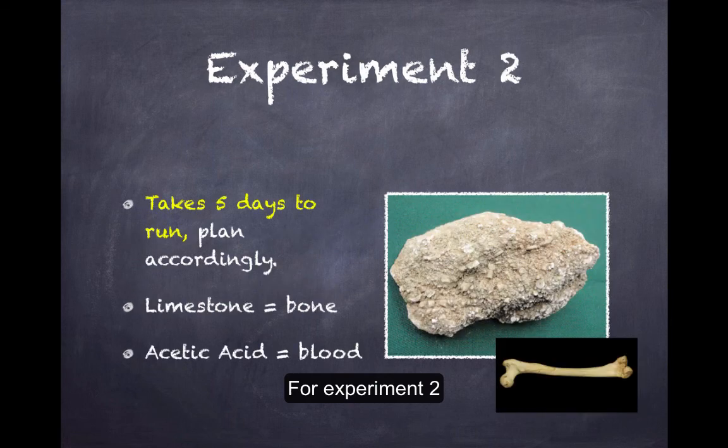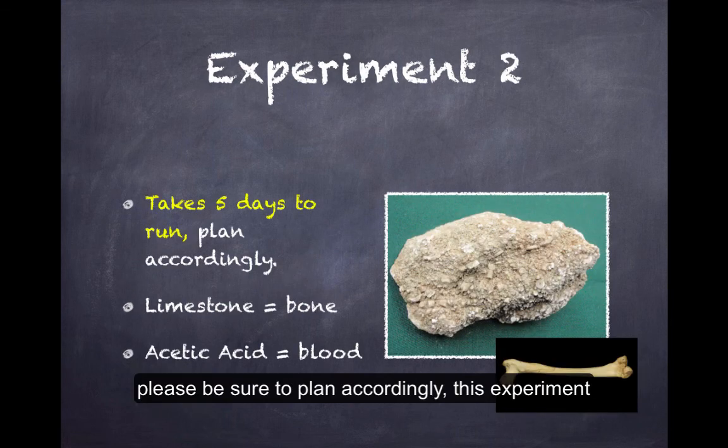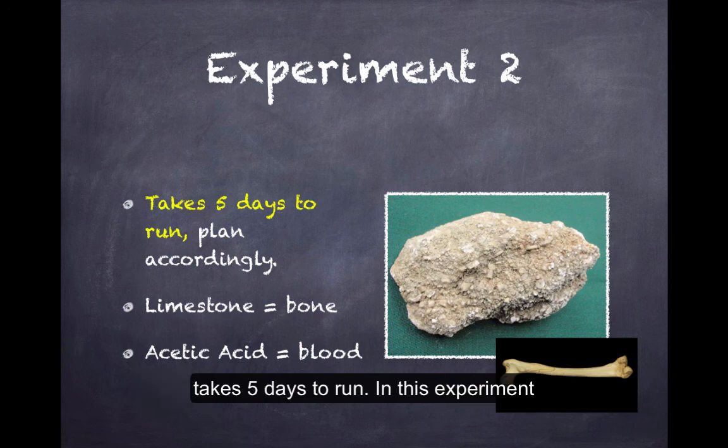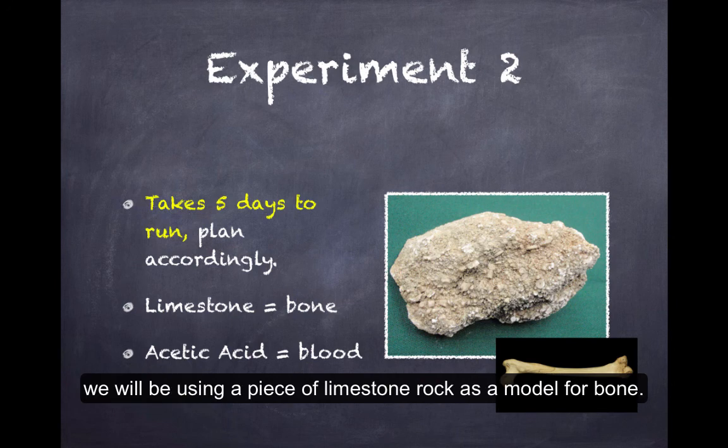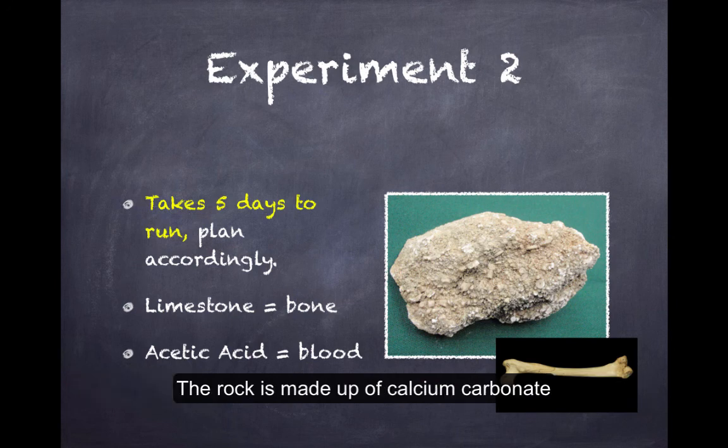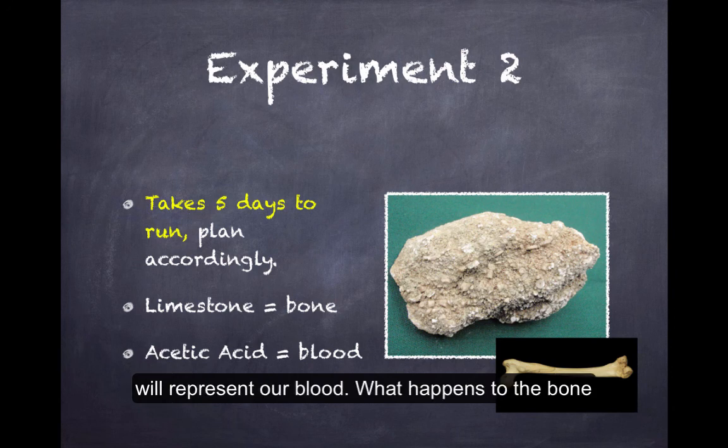For Experiment 2, please be sure to plan accordingly. This experiment takes 5 days to run. In this experiment, we will be using a piece of limestone rock as a model for bone. The rock is made up of calcium carbonate, which represents the bone. The acetic acid will represent our blood.